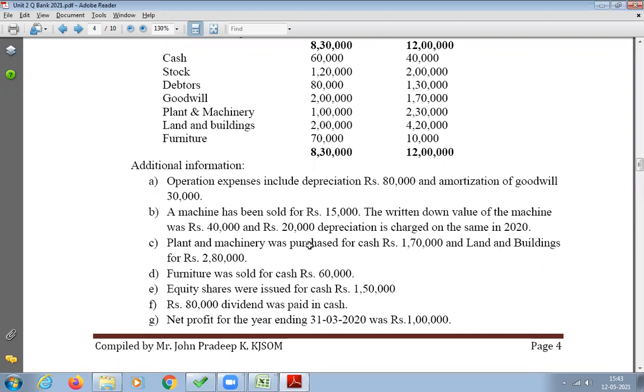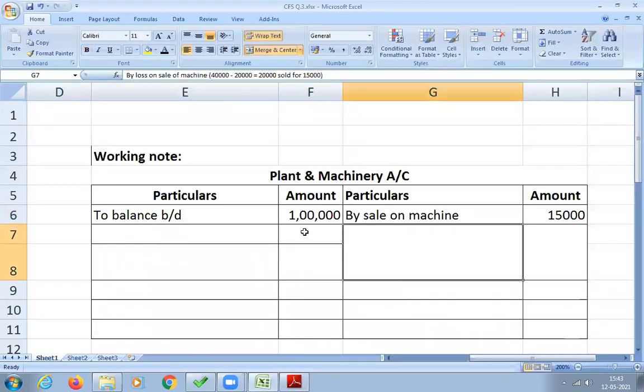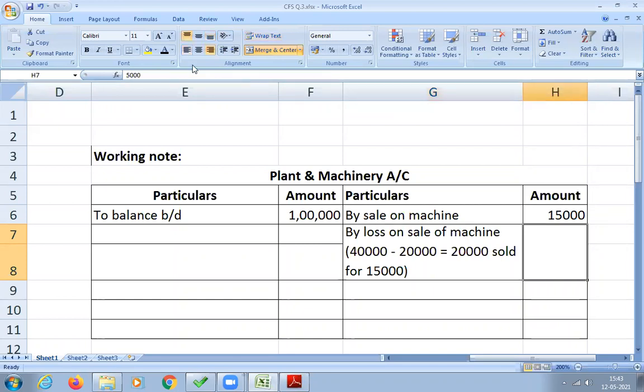Yeah, very good. Last class I already explained. The value of the machine is 40,000 and after deducting depreciation we get 20,000. So the value of the asset as of today is 20,000, but it is being sold for 15,000. So your sale value is lesser than the asset value, so the company has incurred a loss. So the loss is 5,000. Did you understand, students?